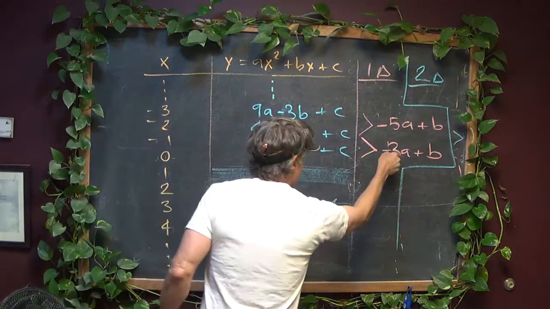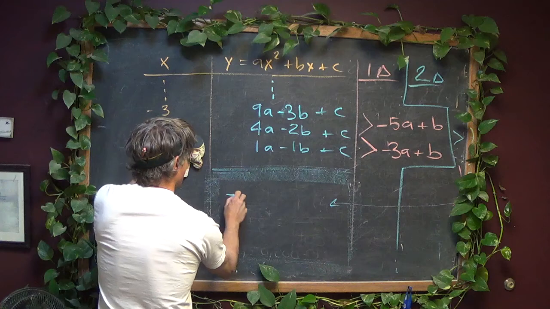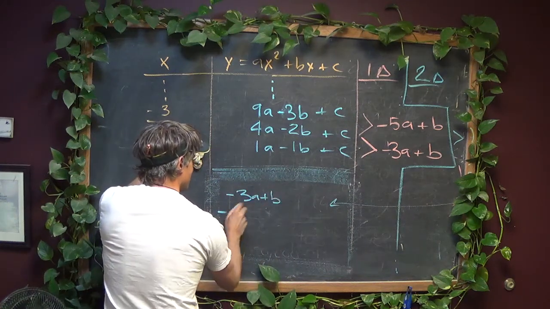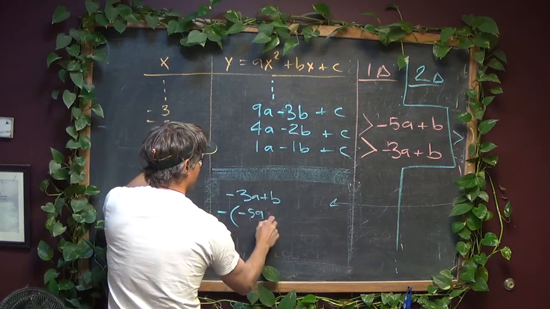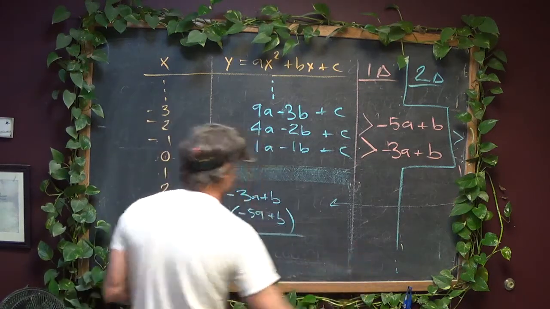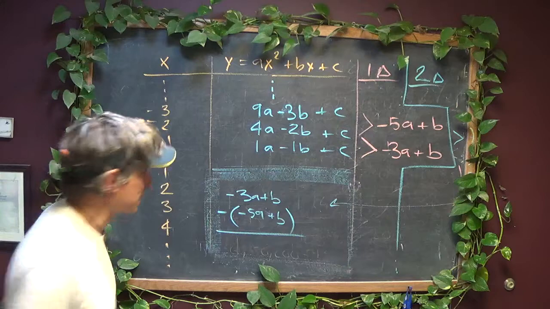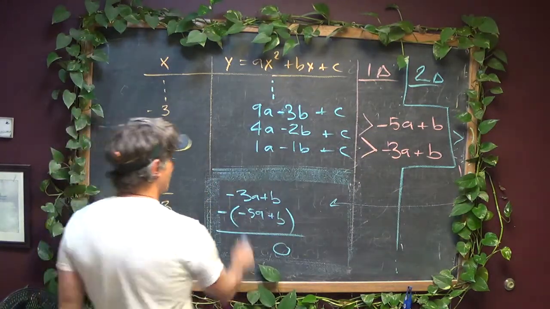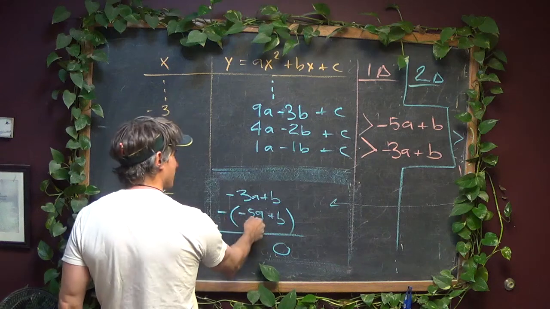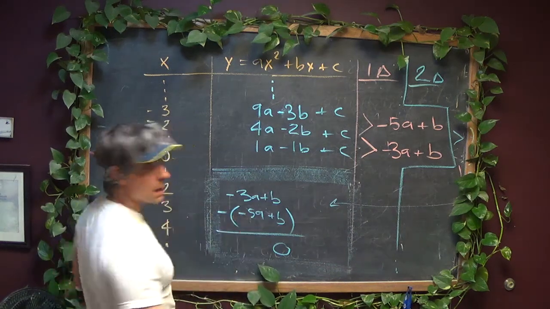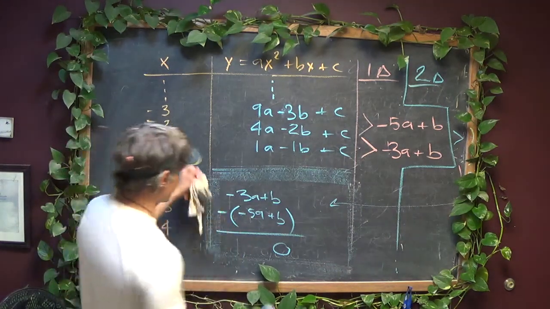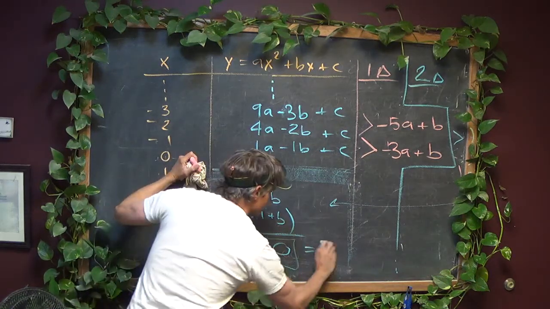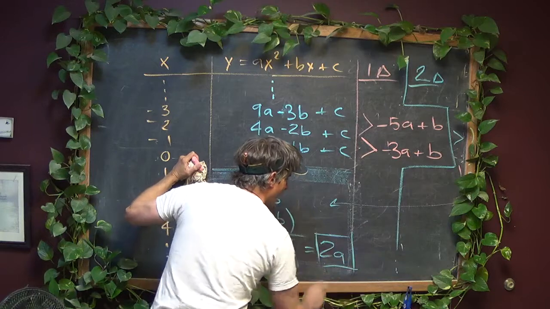So what I'm going to do is this one minus this one. So I get negative 3a plus b minus a negative 5a plus b. What happens if I subtract those two things? Well, I get b minus b, which gives me 0. And then I get negative 3a minus a negative 5a. Minus a negative 5a is positive 5a. 5 minus 3 is 2a. So I really just get 2a as a result.